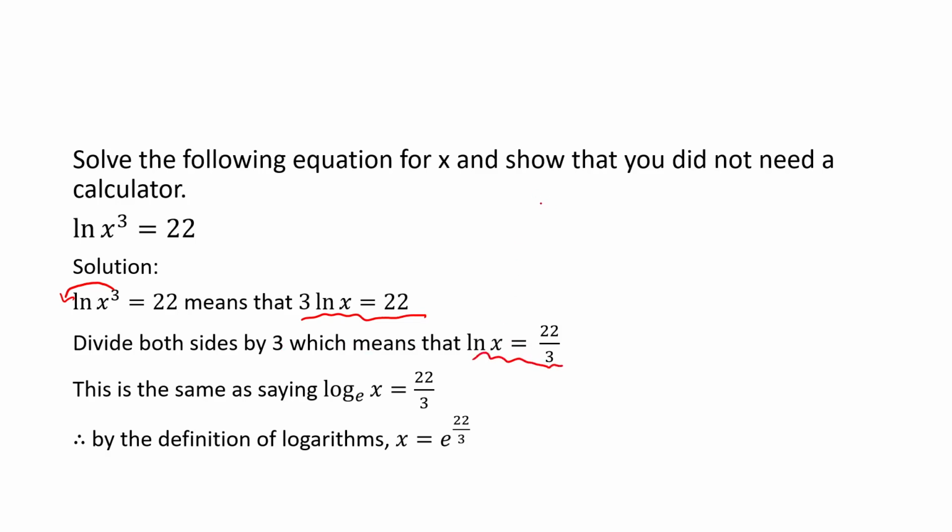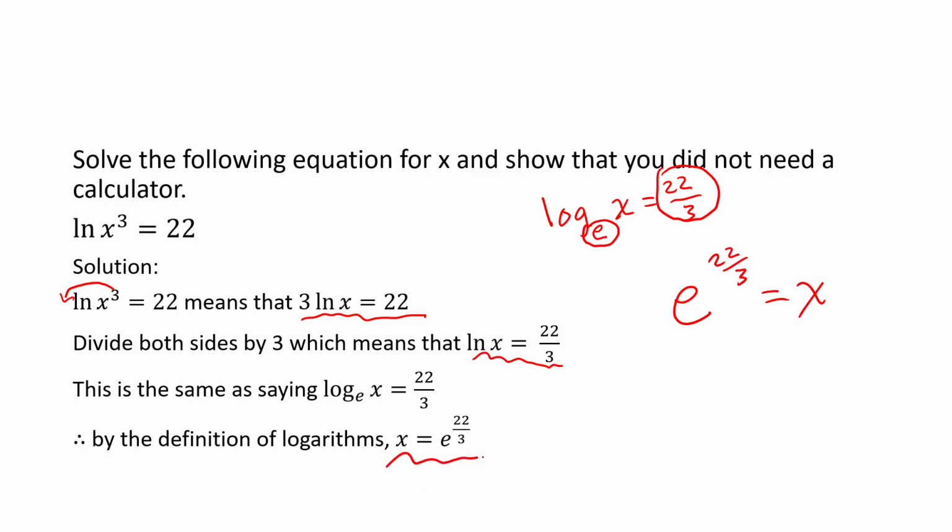Now, think about what ln of x means. It means the log base e of x is equal to 22 over 3. Well, what that means is the base of the logarithm raised to this number out here is going to equal x. And that's what we've been able to write here. And the thinking is as described above. x equals e to the 22 over 3.